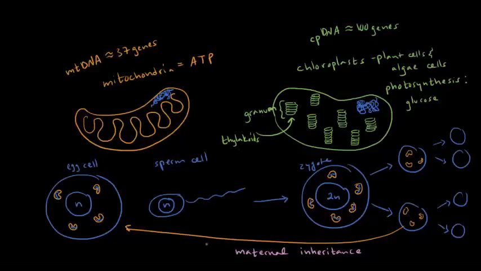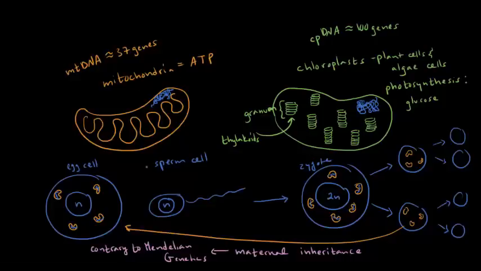And maternal inheritance, it's interesting to note, is contrary to Mendelian genetics. Maternal inheritance is contrary to Mendelian genetics because Mendelian genetics assumes that half of the DNA comes from the egg cell and half from the sperm cell. It does not take into account any sort of genetic information that comes from only one of the gametes, for example, just from the egg cell.